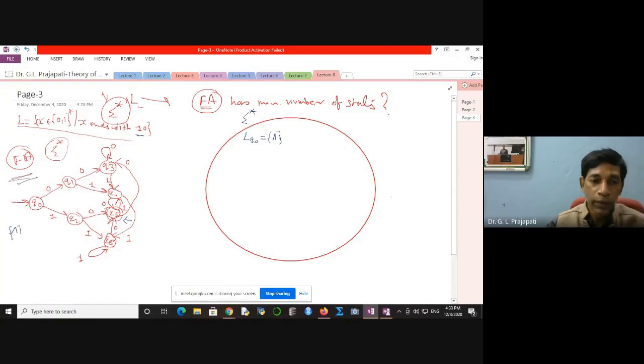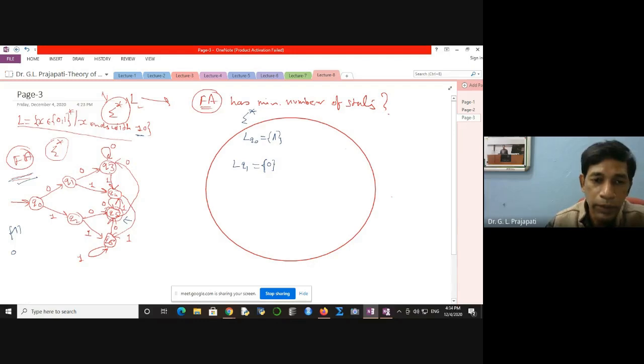If you just have 0 only, then on receiving 0 your FA goes to Q1. So your FA ends in Q1, and the language you are going to accept at state Q1 is only 0. This is the language.